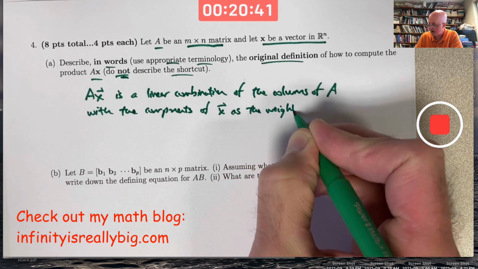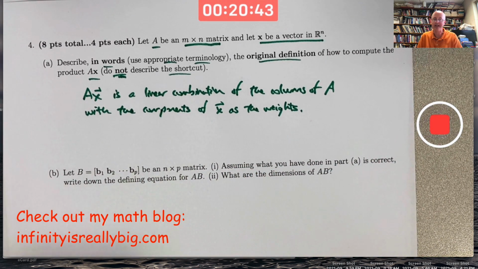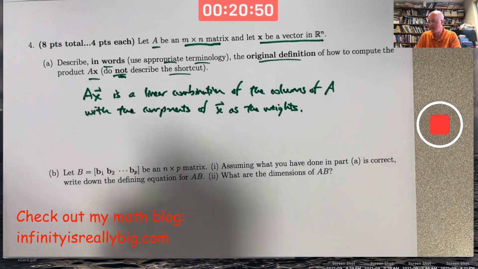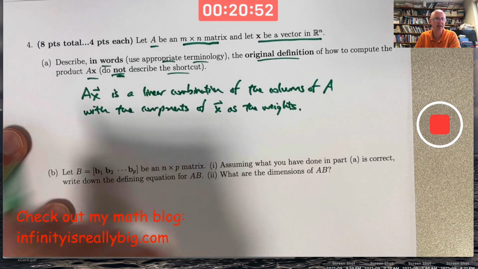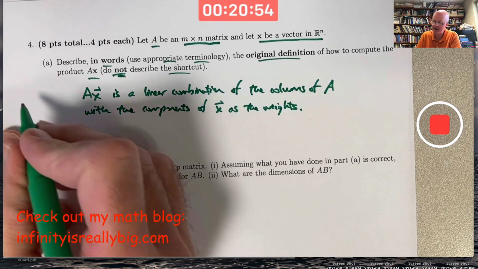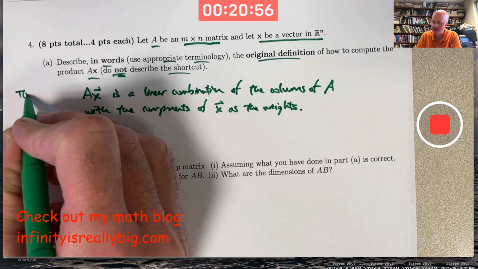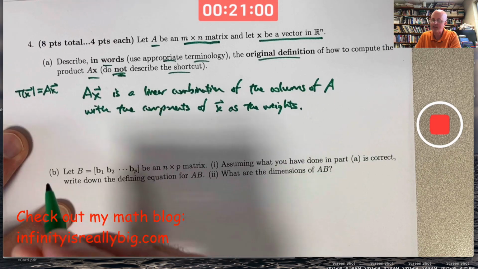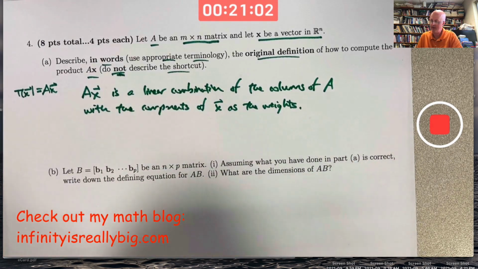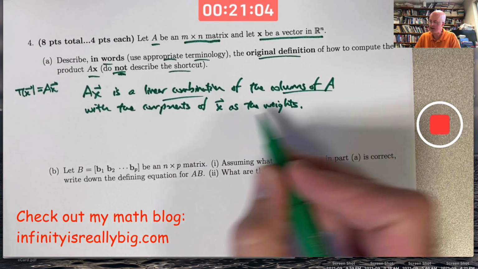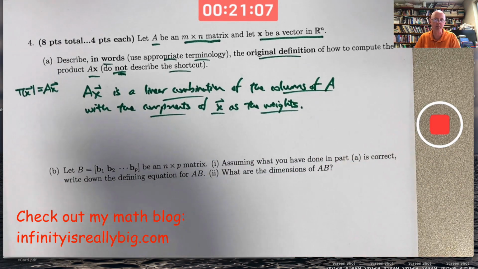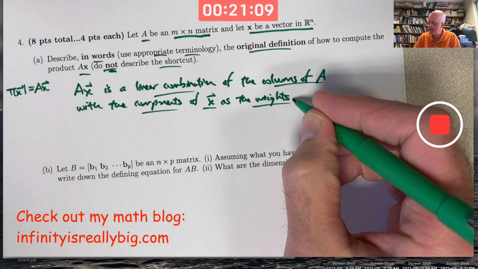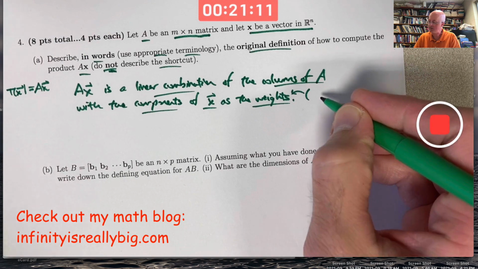Okay, so there we are describing how to do A times X by definition. This is a good idea; it is the basic idea of why we define A times X this way. It's done this way so that T of X equals A times X will be a linear transformation. That's why we define it this way: a linear combination of the columns of A with the components of X as the weights, the numbers or coefficients in front of the columns of A.